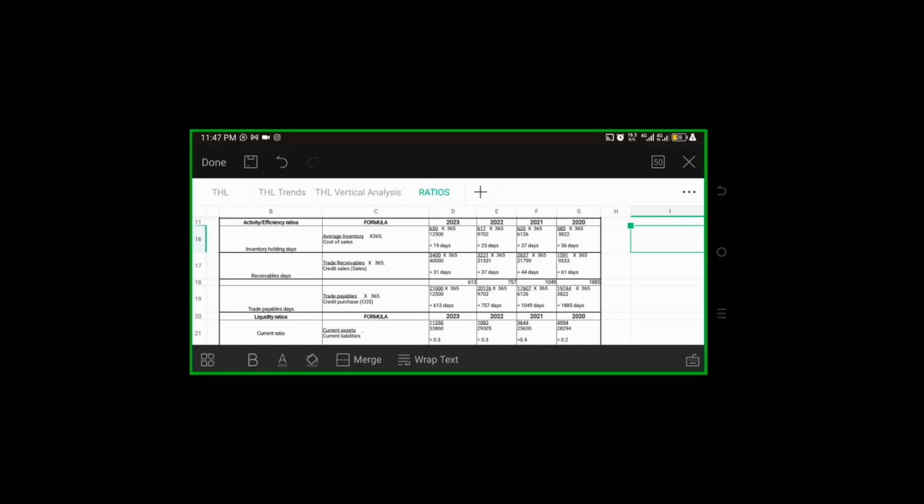And the payables, wow, it took them 1,885 days in 2020 to pay back suppliers. This is not good for business, because if you are holding the money of your suppliers for 1,088 days, that's not good at all.